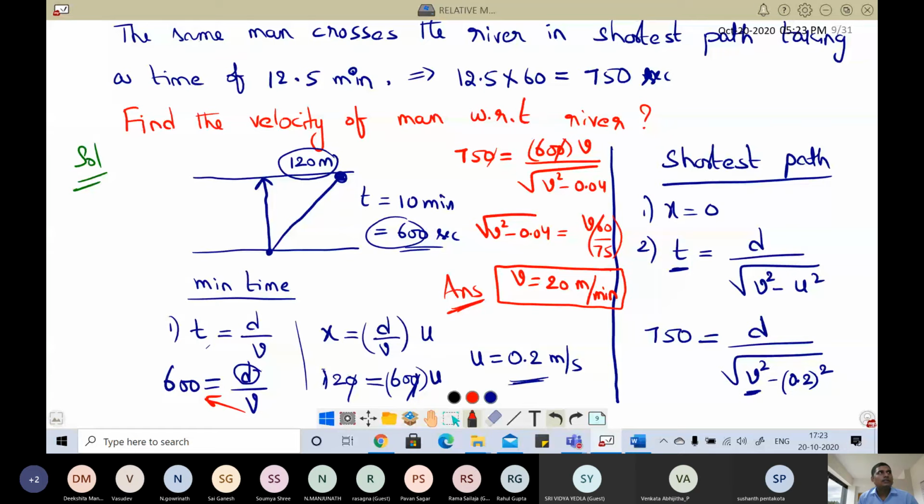If you don't have any doubts, then I'll take you to the next concept, the next model, that is called the aeroplane wind problem. Just one problem only, that is sufficient, because that is similar to these riverman problems. Any doubts in this?